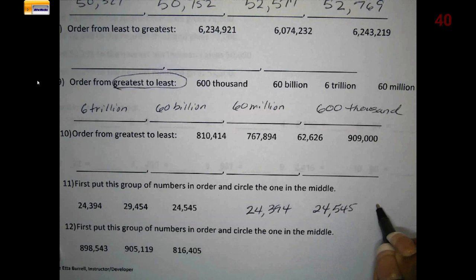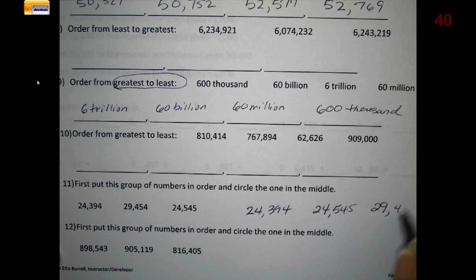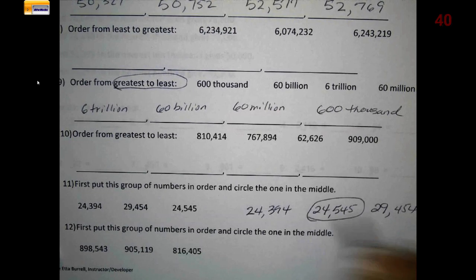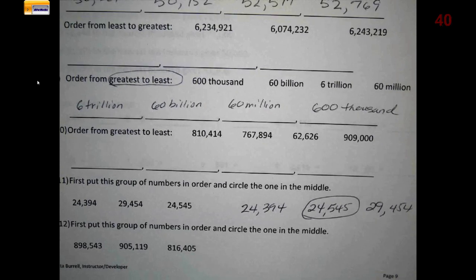And then we have the 29454. We're going to circle the one in the middle. Okay, that's all you do. Follow instructions. That's all you do is follow instructions. Okay? So that's ordering. You're going to read the instructions to see what to do. Least to greatest or greatest to least. Circle the middle one on number 11 and 12. Okay? Just follow the directions.